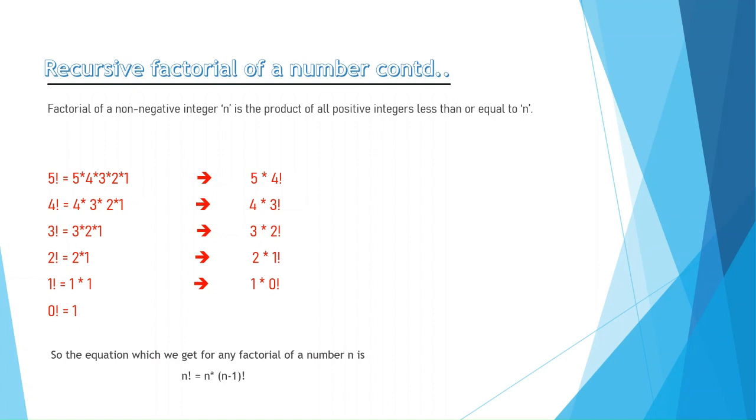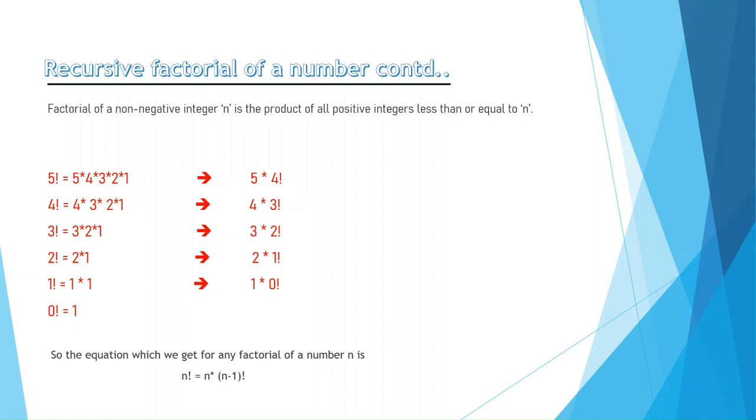Now, as you go downwards, 4 factorial is 4 multiplied by 3 multiplied by 2 multiplied by 1, equal to 4 into 3 factorial. Now 3 factorial is 3 into 2 into 1, which makes 3 into 2 factorial. Now 2 factorial is 2 into 1, which makes 2 into 1 factorial. 1 factorial is 1 into 1, equal to 1 into 0 factorial, and 0 factorial value is 1. So the equation we get to identify the factorial of a number is: n factorial is equal to n into factorial of n minus 1.